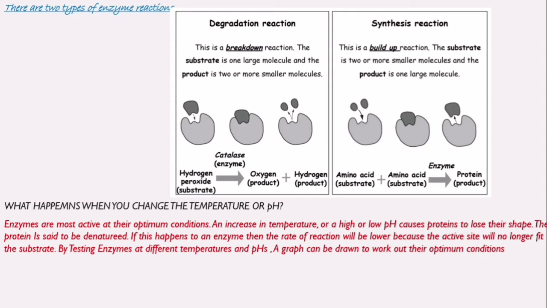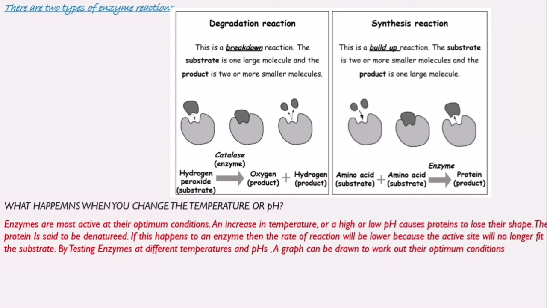In a synthesis reaction, this is the build-up, and the substrate is 2 or more smaller molecules, and the product is the larger one. So amino acids are the substrate, the enzyme is in the middle bit, and the protein is the product at the end.